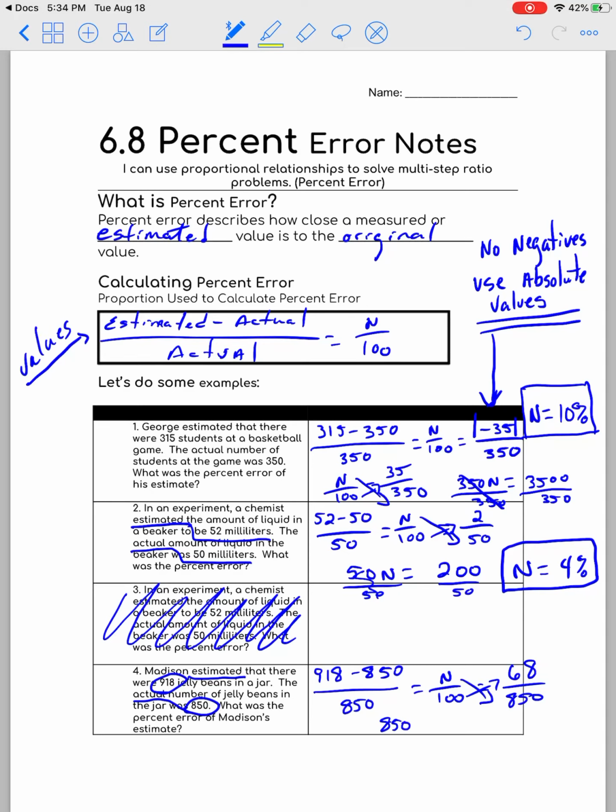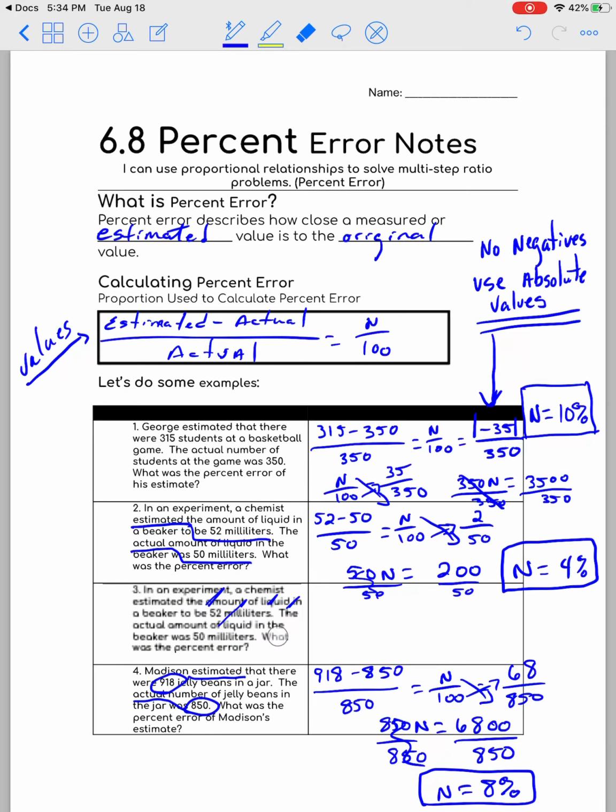And bring over your 850, cross multiply and divide. So now you have 850n is equal to 6,800. Now we're going to divide by 850. 6,800 divided by 850 will give you 8. So n equals an 8% error.